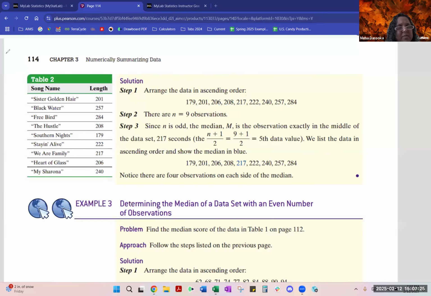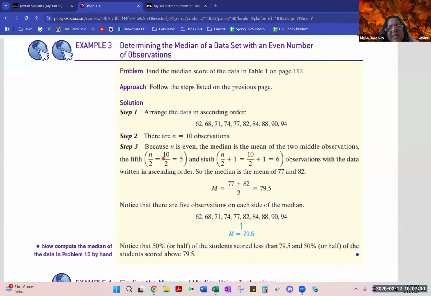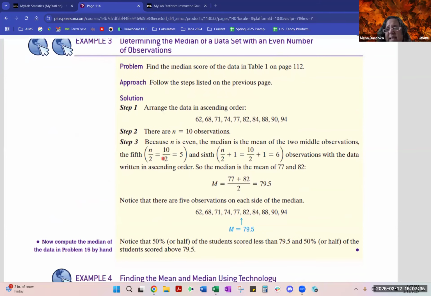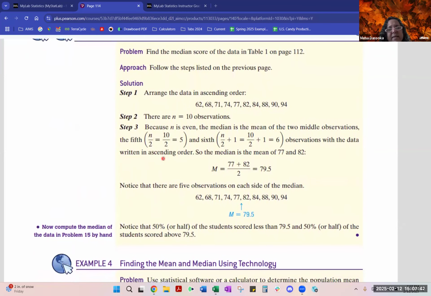Let me go ahead and clear out my writing. All right. So this is talking about the table 1 that we had seen before. We had 10 students whose exam scores we were looking at for the first exam. So now using that same example, we're arranging their grades from smallest to largest. So you can see the smallest score a student had was 62. The highest one they had was 94. Now in this case, we have a total of 10 observations because there are 10 students whose grades we are looking at.